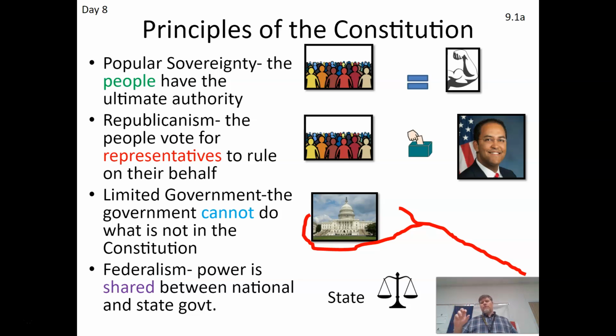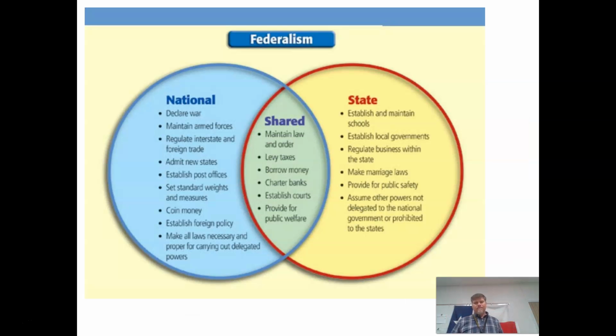The federal government we're talking about is in Washington, D.C. They have a certain amount of power. They can do certain things, but then the state governments have powers and they can do other things. And then there's some overlap where they do some of the same things, like tax.